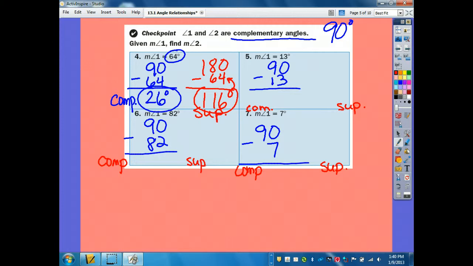Who wants to come up and be the first one? Come on up. There you go. You can pick whoever you want when you're done. Do this one first. Complementary angle to 13. Agree or disagree? 77 degrees is the complementary angle. Agree. Okay. Who do you want to pick to find the supplementary angle?